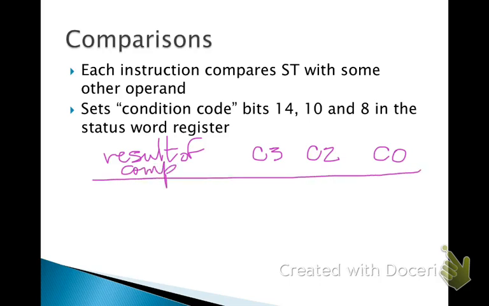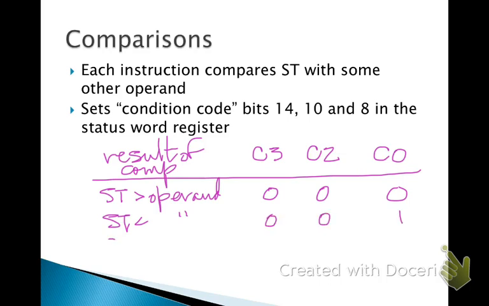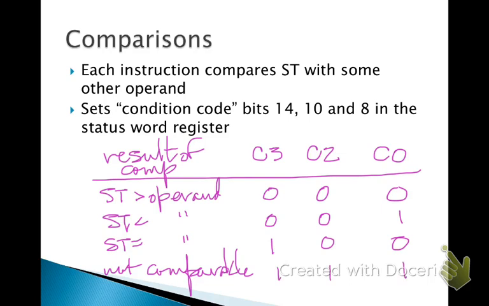And see what happens. So, in the first case, stack top greater than the other operand, that's going to clear all of these condition code bits. If the stack top is less than the operand, this is going to set C0. And if stack top is equal to the operand, it's going to set C3. But what if the two values are not comparable? Then it will set all three of the status bits. So we're going to have to remember that.